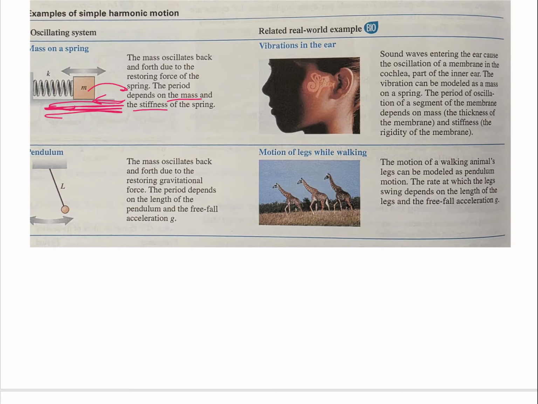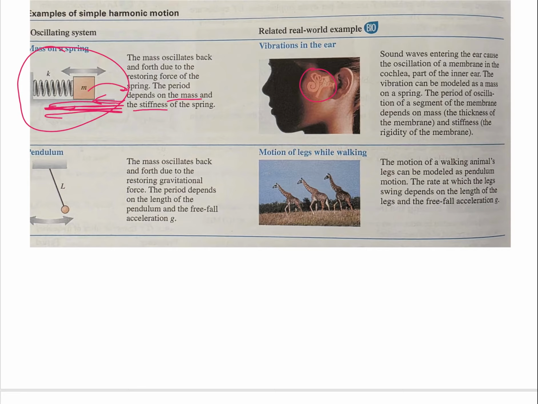Okay, we also have vibrations in the ear. So this kind of neat little sketch in there is sort of how the inner ear works. Sound waves entering the ear cause the oscillation of a membrane in the cochlea, which is part of the inner ear. So the vibration can be modeled as a mass on a spring. That's why this problem right here is so important, because there's so much of our real world that can be modeled using that simple, basic harmonic motion situation that's going on there.